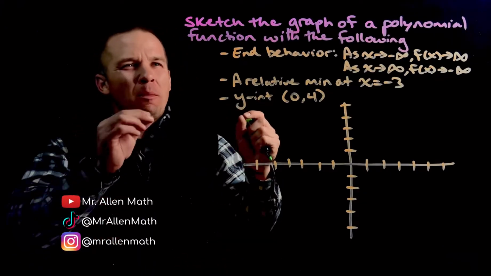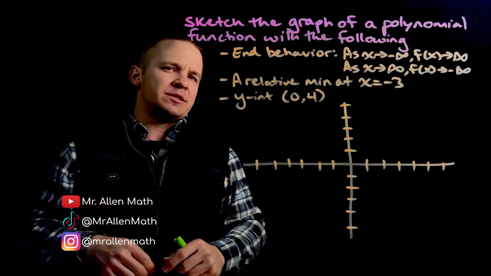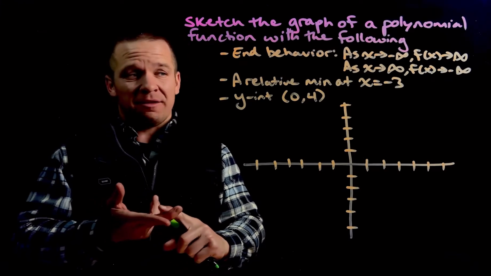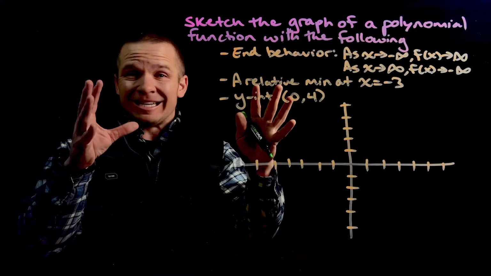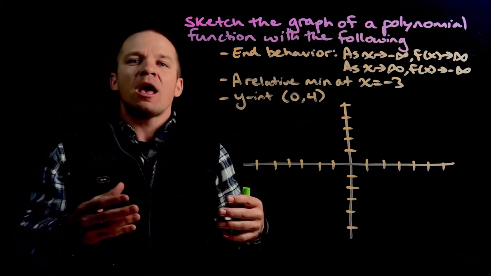We got this dope problem here. We have to sketch the graph of a polynomial function with the following characteristics. I've got end behavior in this thing. I have a relative minimum at x equals -3, and I have a y-intercept of (0, 4). So how do I digest all this crazy amount of information? It's like information overload here, and make sense of this problem.